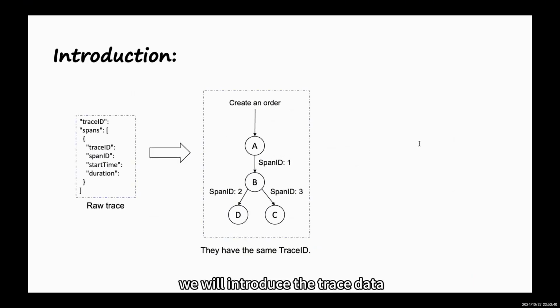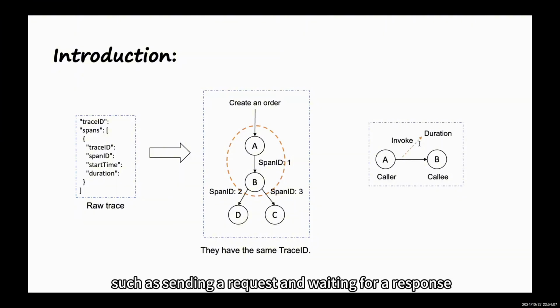We will introduce the trace data. This figure helps us understand a single request through our system, and the trace contains a call graph like this figure. Each call has a unique span ID, and the same request has the same trace ID. There is processing time when A calls B, such as sending a request and waiting for a response, and so on, which is called duration.